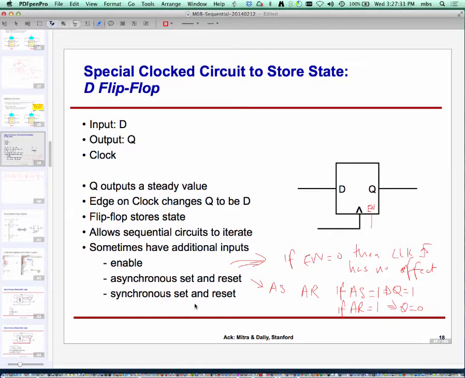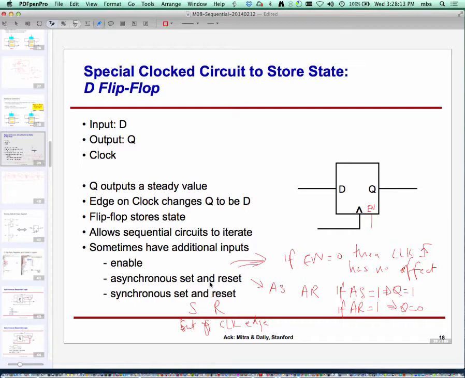Synchronous set and reset, SNR, same behavior, but on clock edge. What I mean by that is, if S equal to 1, then at the next clock tick, Q will become 1 irrespective of whatever is on D. So it is a higher priority input than D. And likewise, if R is high, then on the next rising clock tick, irrespective of whatever is on D, Q will become 0. So it's just a schedule.